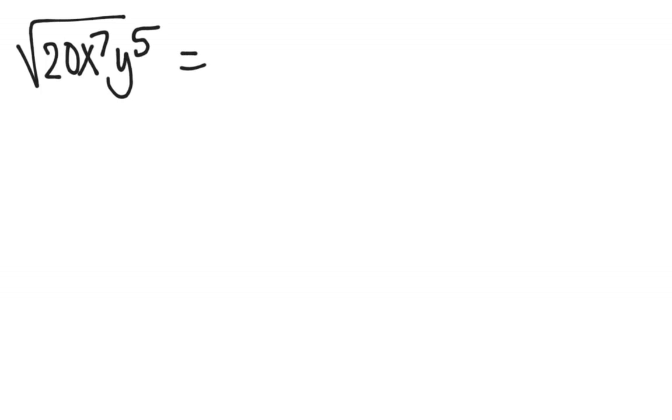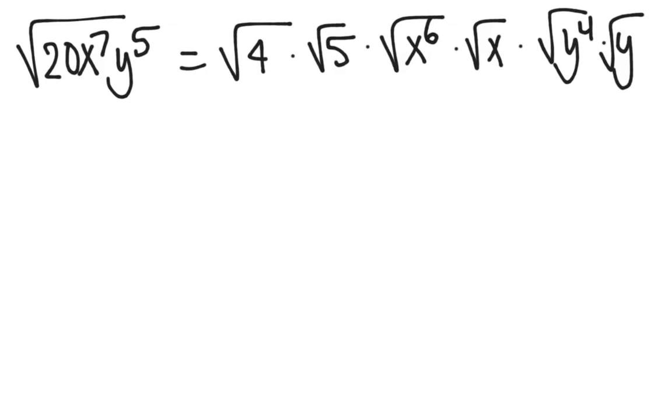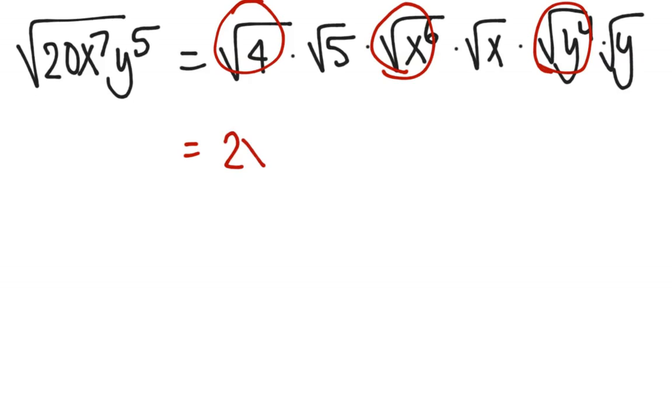Let's try another one. Square root of 20, x to the 7th, y to the 5th. Can't take square root of 20, however, I can split it apart into square root of 4 times square root of 5. Cannot take square root of x to the 7th, but I can split it apart as x to the 6th times x. Same idea with y to the 5th, it'll be y to the 4th times y. Again, all under square roots. Anything I am circling in red, I can take square root of, and I'm going to do so. 2x to the 3rd y squared. Anything I didn't circle, I cannot take square root of, they remain under the radical.